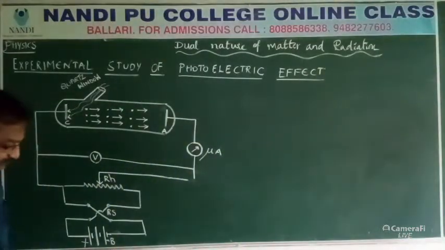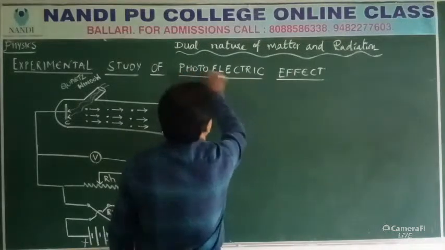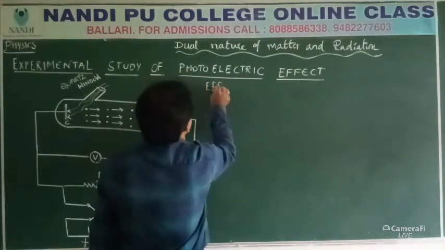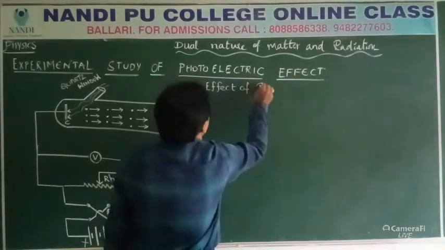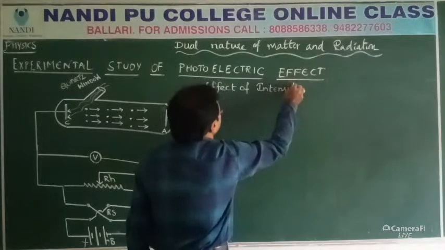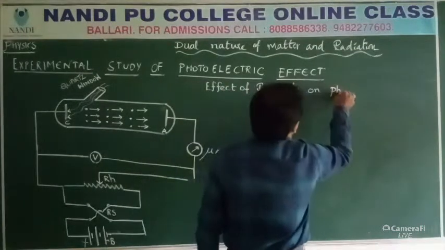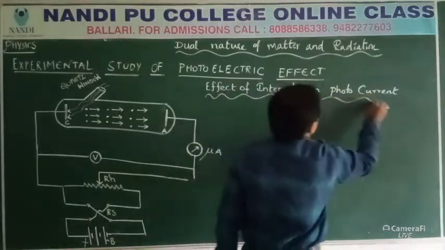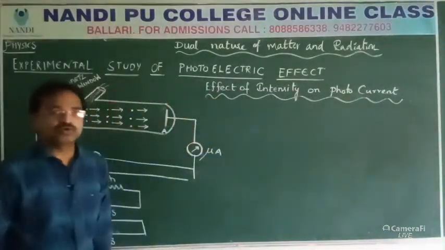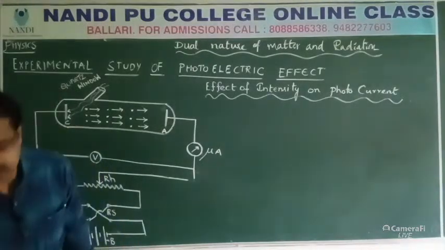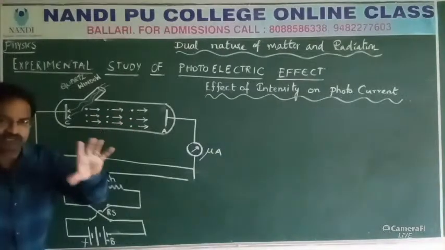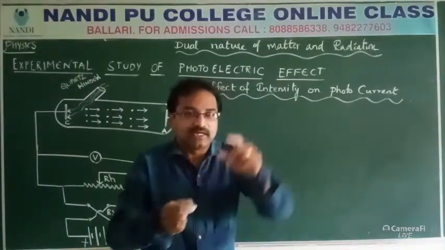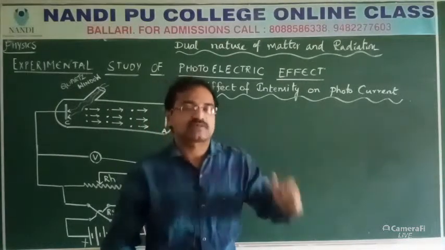See children, first of all, effect of intensity on photocurrent, which is most important. Effect of intensity on photocurrent. Now, first of all, this effect is explained on the basis of collisions between light and electrons.